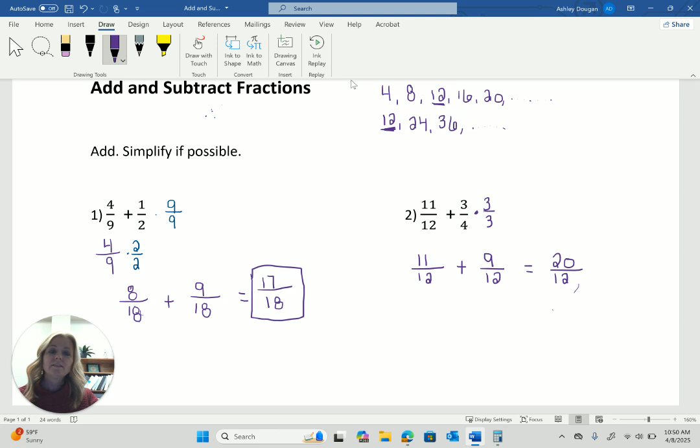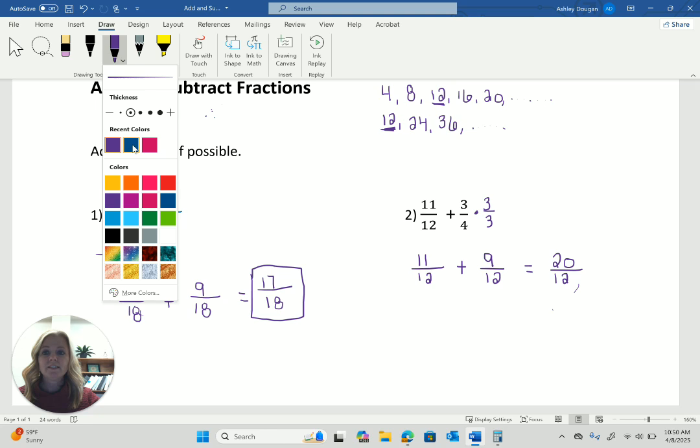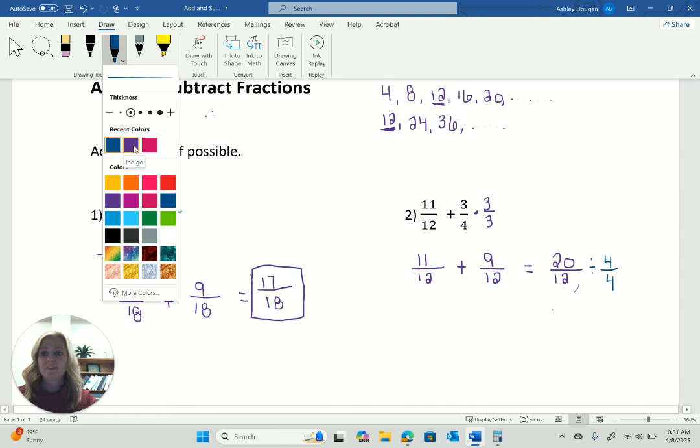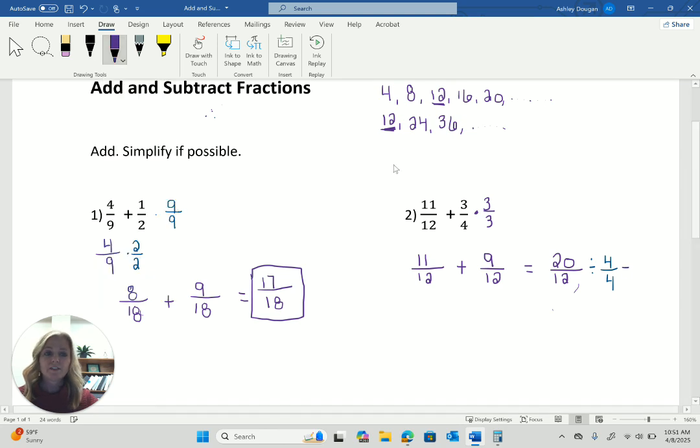But 20/12 does have some factors in common. And so I am going to need to simplify that. I could simplify it by 2. I can simplify it by 4. And that's the one that I'm going to choose just to have one less step. But you get the same answer either way. 20 divided by 4 is 5, and then 12 divided by 4 is 3. So my final answer would be 5/3.